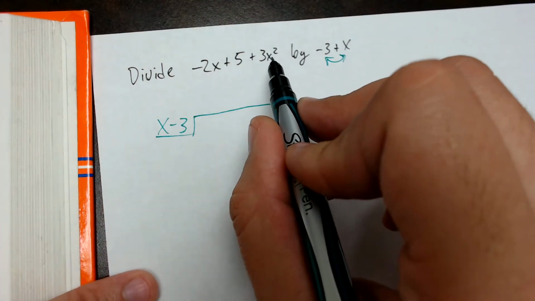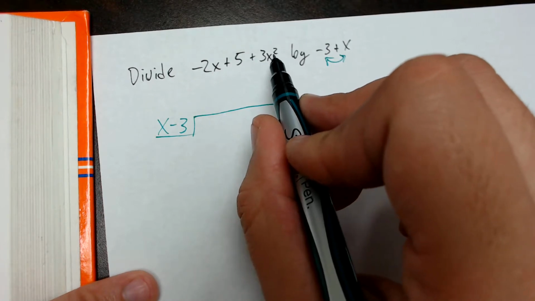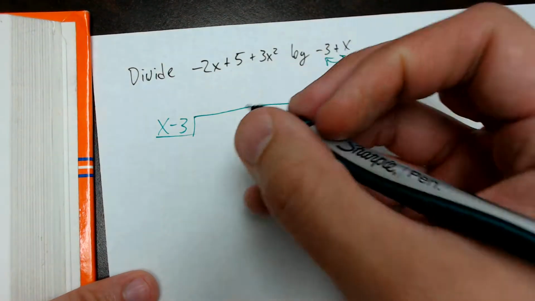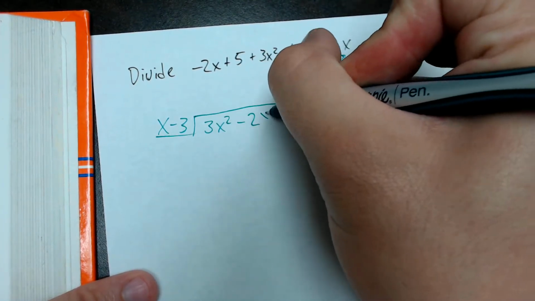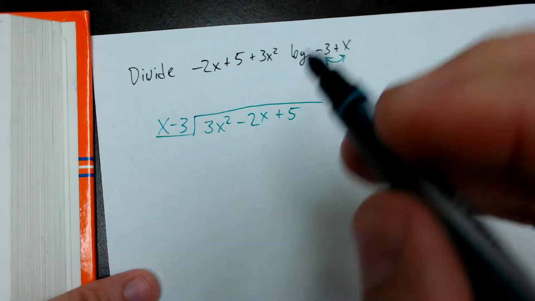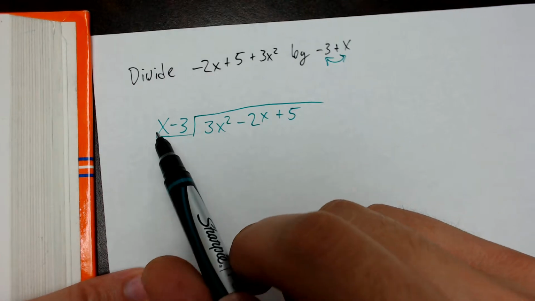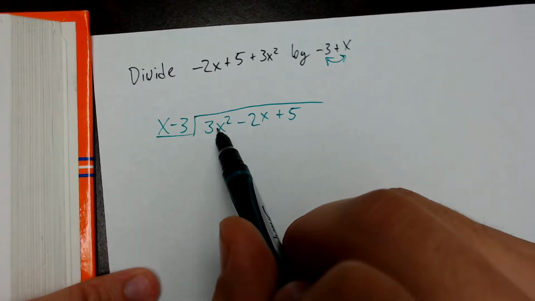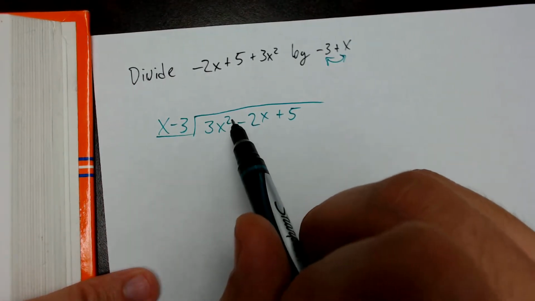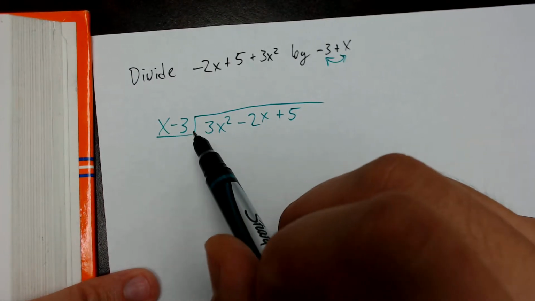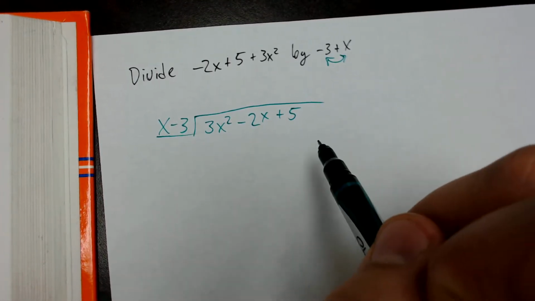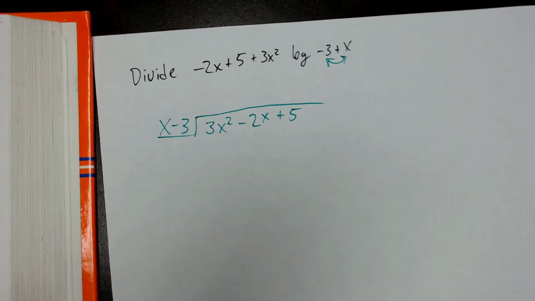Now this one in descending order is going to be 3x squared, then x, and then 5. So 3x squared minus 2x plus 5. The descending order is we always want the variable in front, and then we want the highest exponent to the left, right? So this one goes x squared, x to the 1, x to the none, and this one goes x to the 1, x to the none. All right, once I've got that set up, I'm going to start going through my division algorithm.